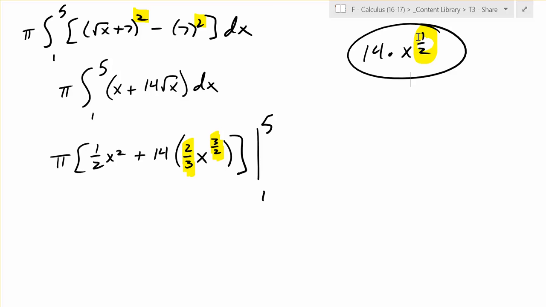What is that? Hold on. Please answer the direct question. I'm not trying to trick you. Is 5 to the 3/2 an integer? Yes.